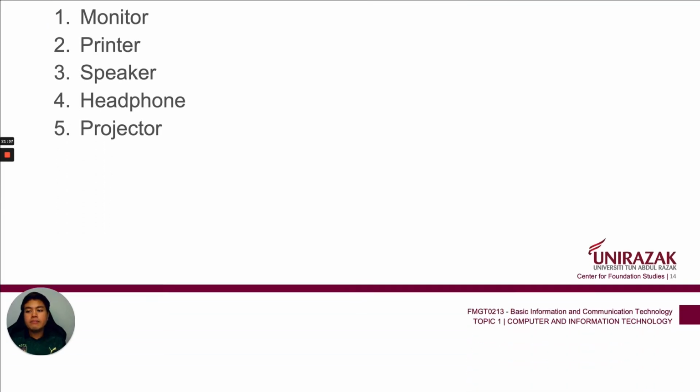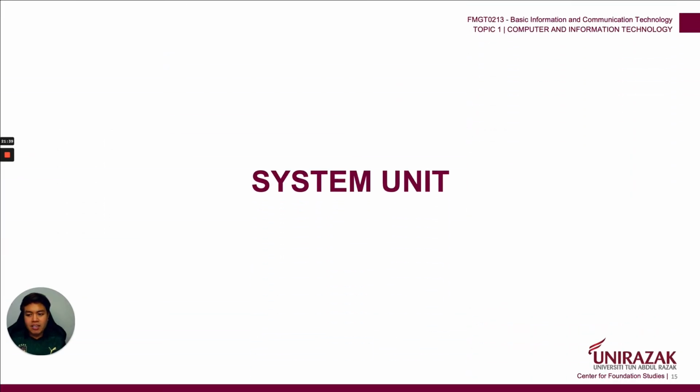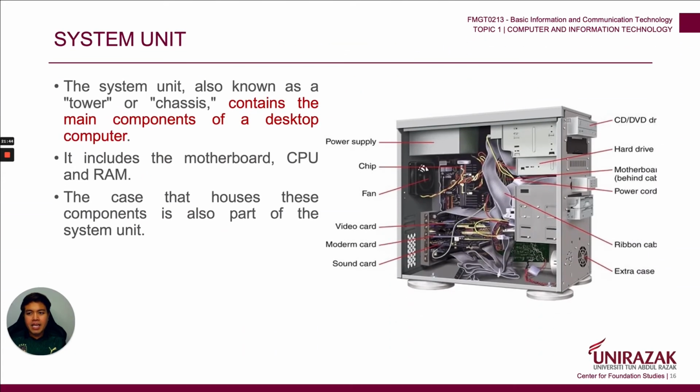Next we'll move forward with the system unit. So what is a system unit? A system unit, also known as a tower or chassis, contains the main components of a desktop computer. So this is a system unit. It includes the motherboard, the CPU, the RAM, whatnot. RAM is random access memory. The case that houses these components is also part of the system unit. So this is an example of a system unit.